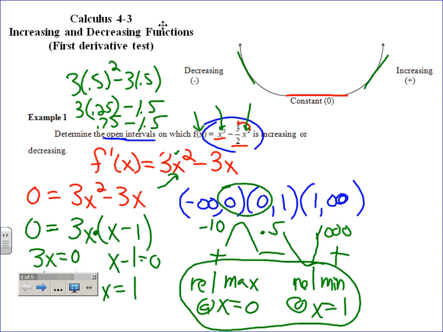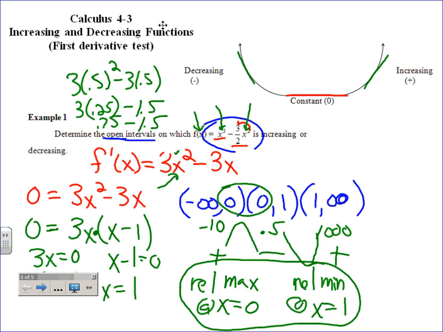Negative infinity to 0, would you label that as increasing or decreasing? Increasing. So that's all you have to do, write increasing next to that. From 0 to 1, just write decreasing next to it. And then 1 to infinity is increasing. So make sure you watch the question. This didn't even ask for extrema, but we were doing such a good job, I just kept going. Okay?